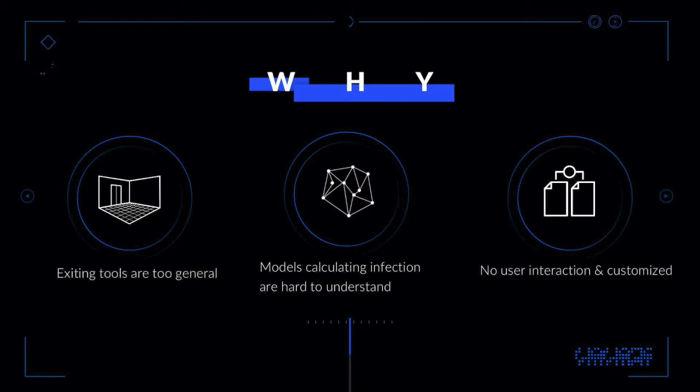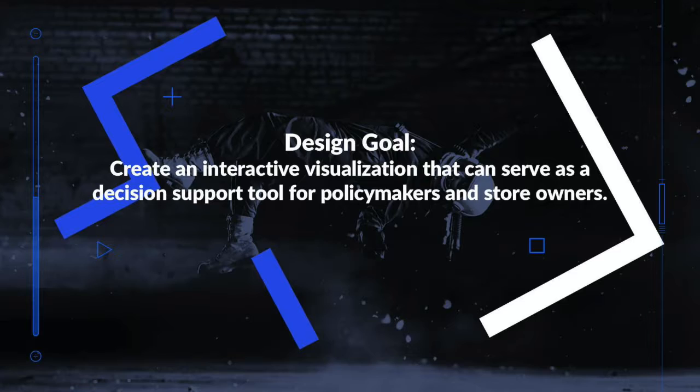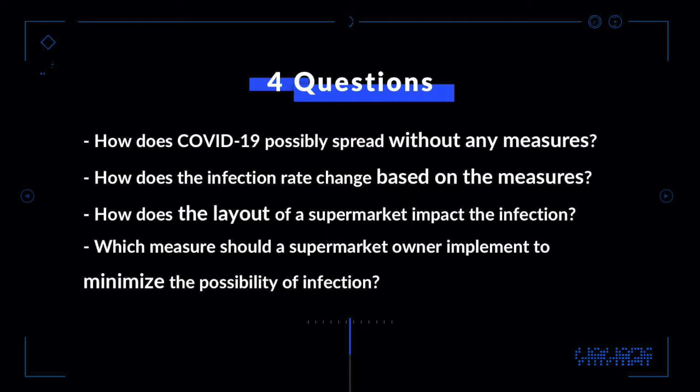Based on our research on previous resources, we found visualization of COVID-19 for shop owners are limited. This is due to the fact that there is little resources for a closed space, and it is always hard to understand, and most of the visualization lacks interaction. In this case, our goal is to create an interactive visualization that can serve as a decision support tool for policymakers and store owners. To achieve our goal, we are going to answer 4 questions.